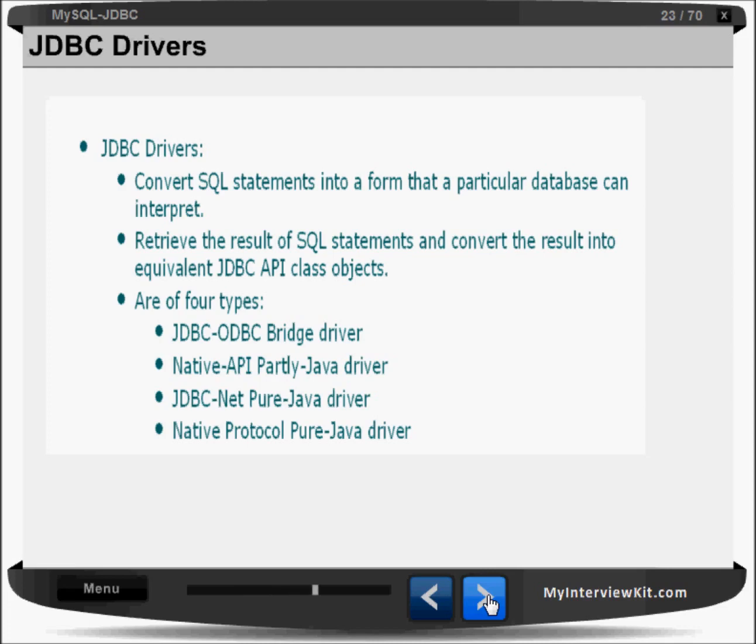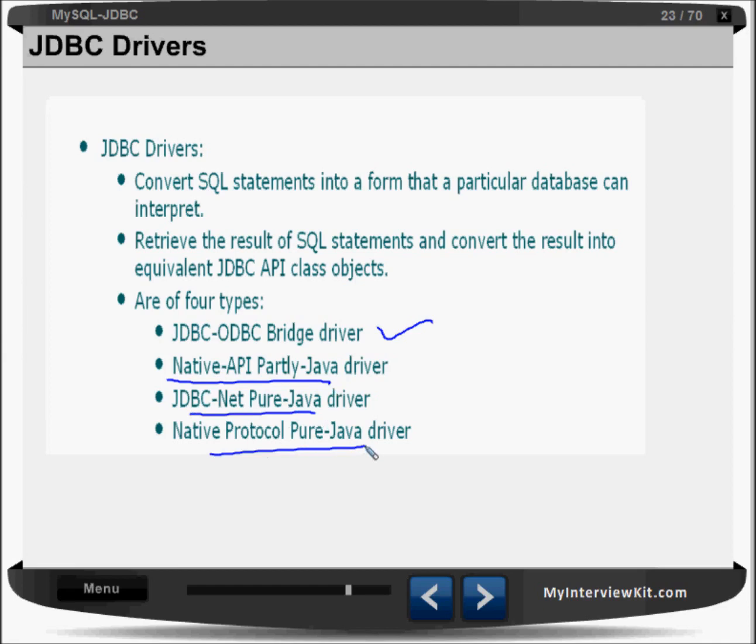So it has drivers. There are four types of drivers we have. One is the JDBC-ODBC bridge. Second is the native API. Third is net pure, and fourth is the native protocol pure Java driver. So here we have the JDBC-ODBC bridge, native API, net pure, and pure Java driver.